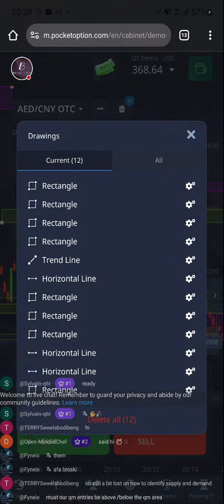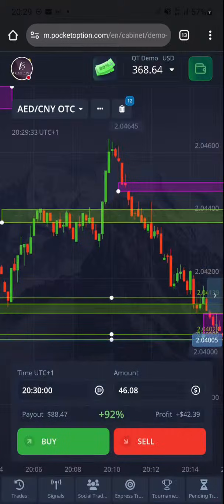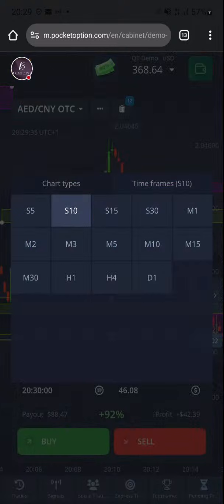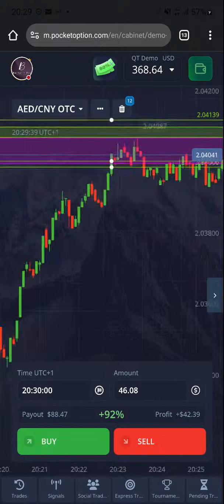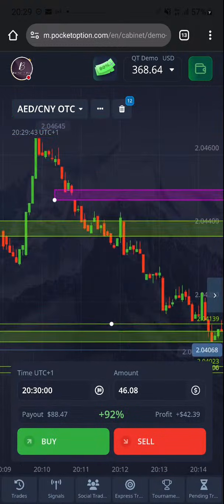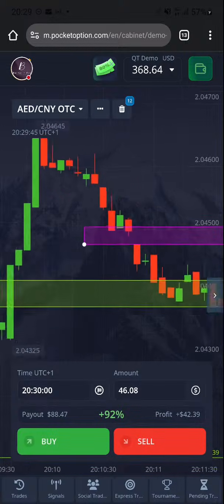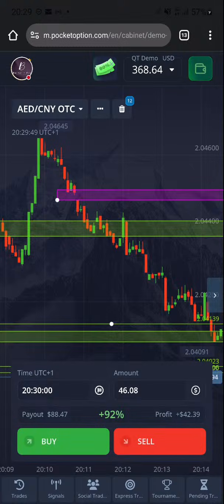So must our QM entries be above? Yes, it has to be above the QM shoulder. From experience, above the QM shoulder is where you want your trades to be. If it's on the shoulder itself or below it, your probability is not high. The probability is not high if it's not there. So it's very, very important that you maintain that.